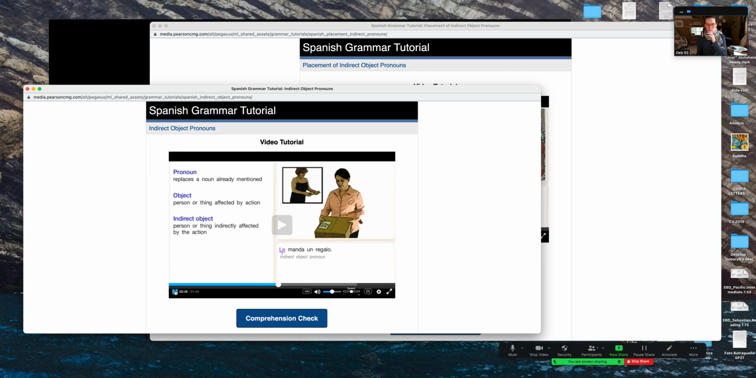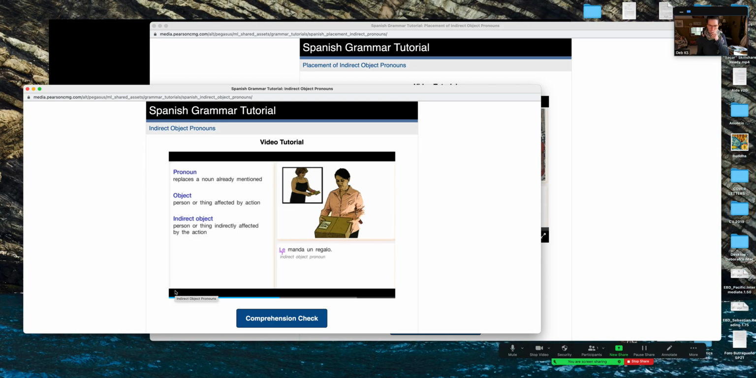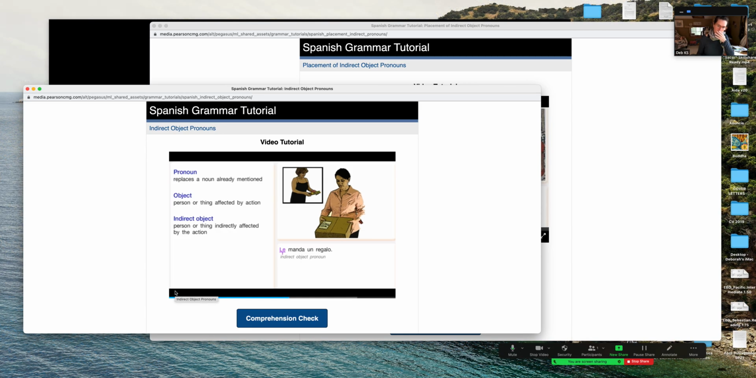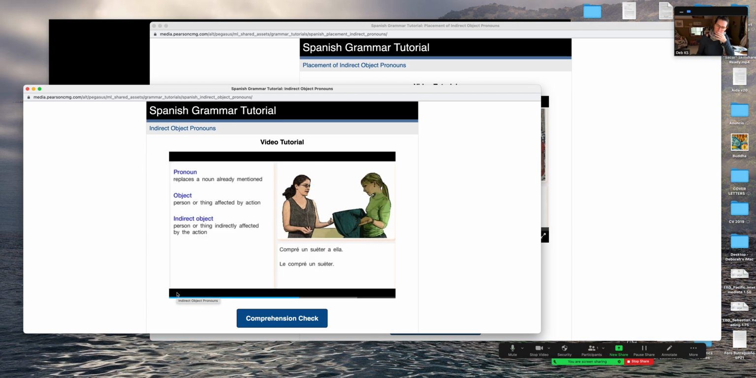But let's see what they say. In Spanish, indirect object pronouns also identify someone from whom something is gotten.